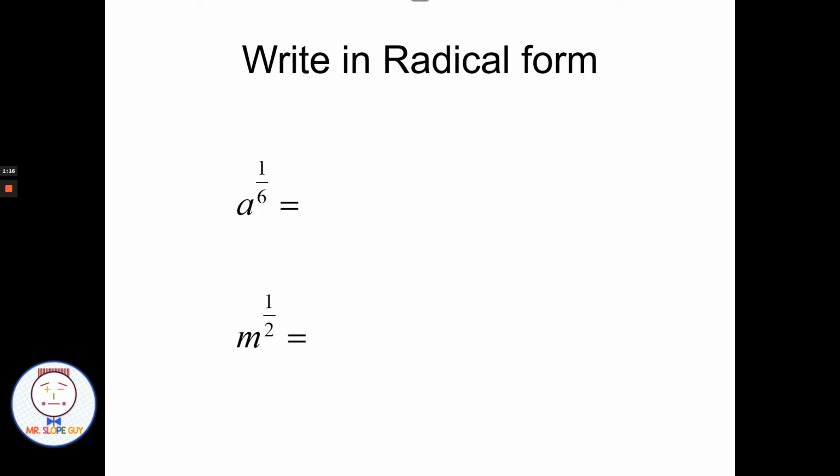All right, welcome back. So a to the 1/6 is the 6th root of a, and m to the 1/2 is the square root of m. And we can write that with the number 2, or square roots are so common we can just leave off the 2, and we know we're talking about square roots if there's no other number listed for the index.